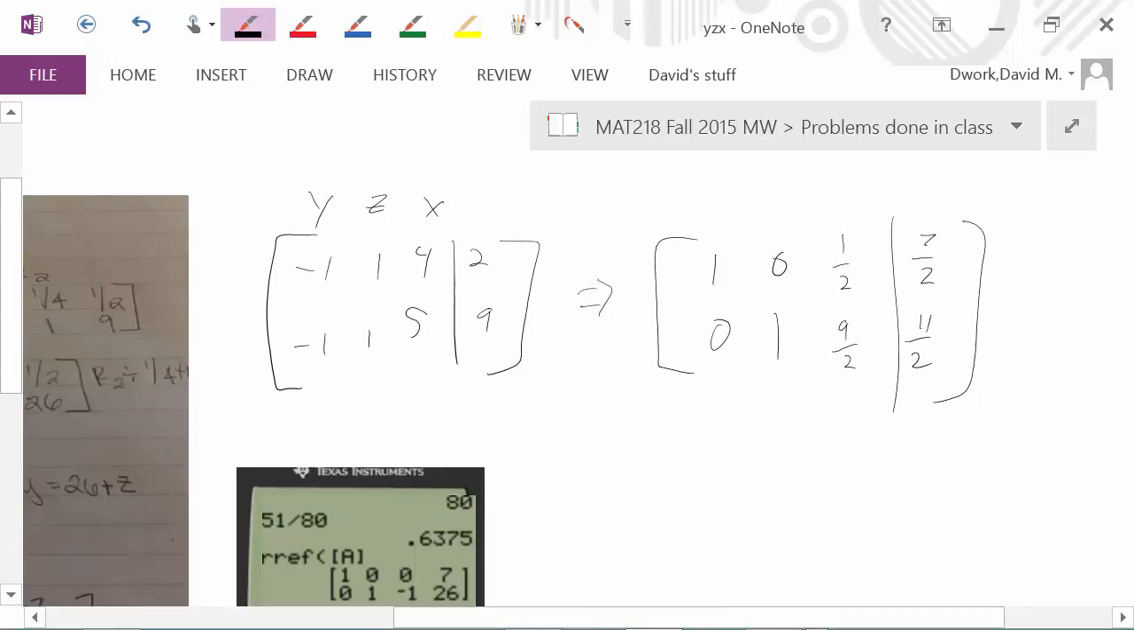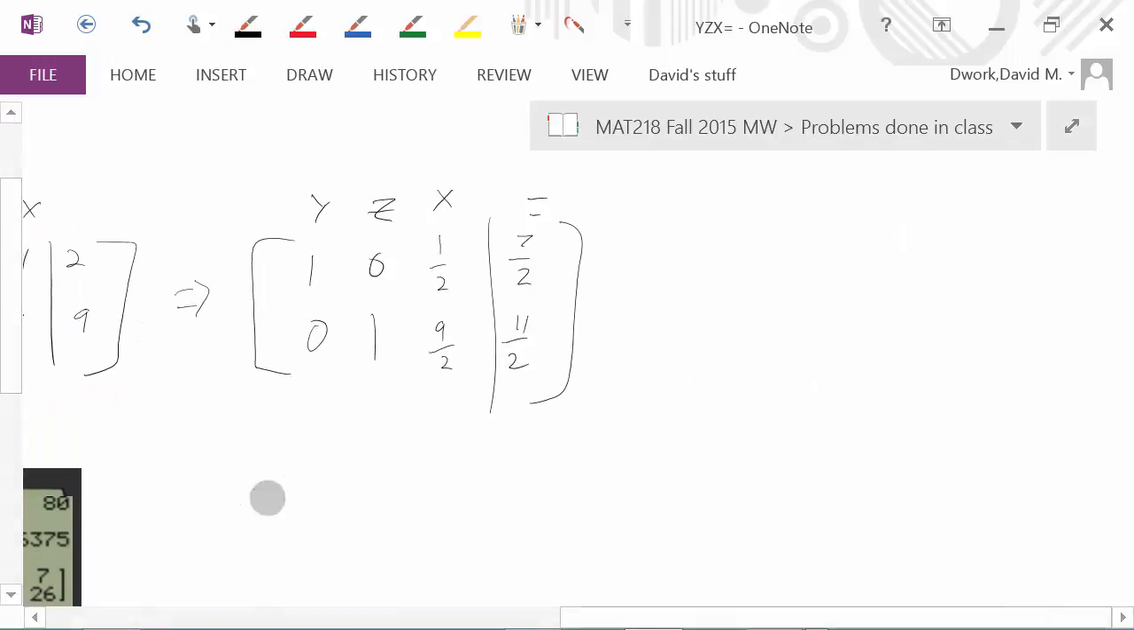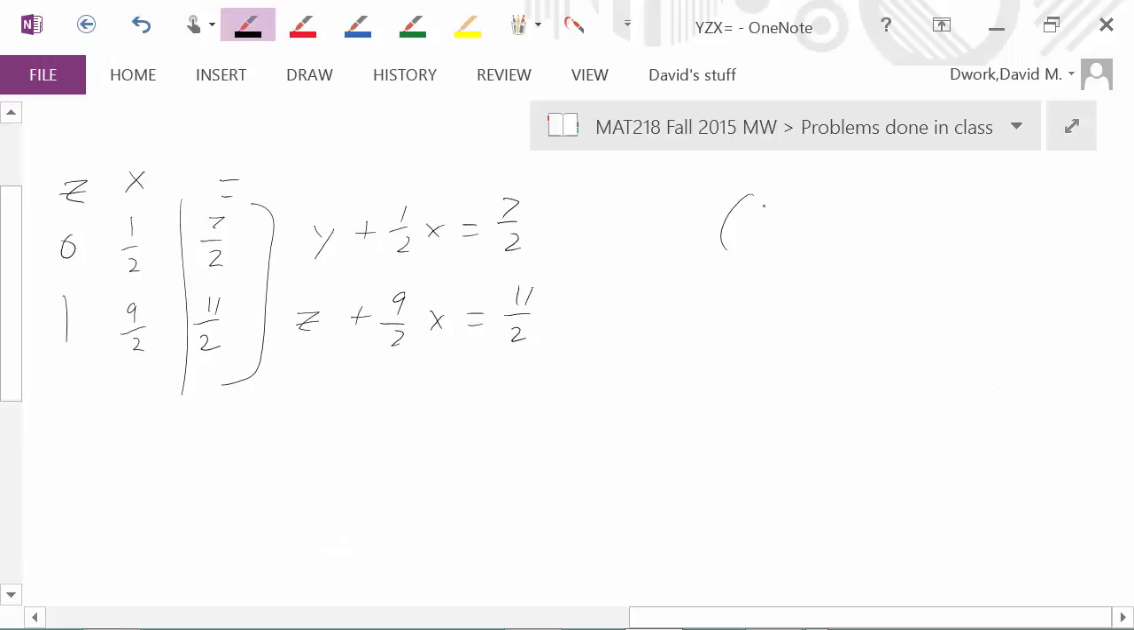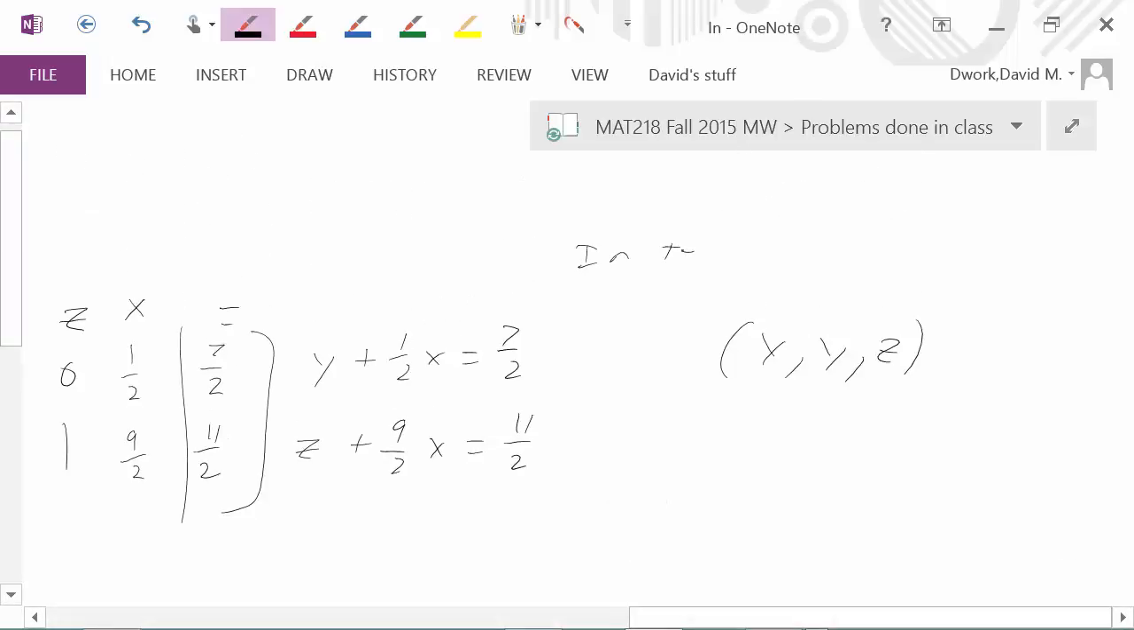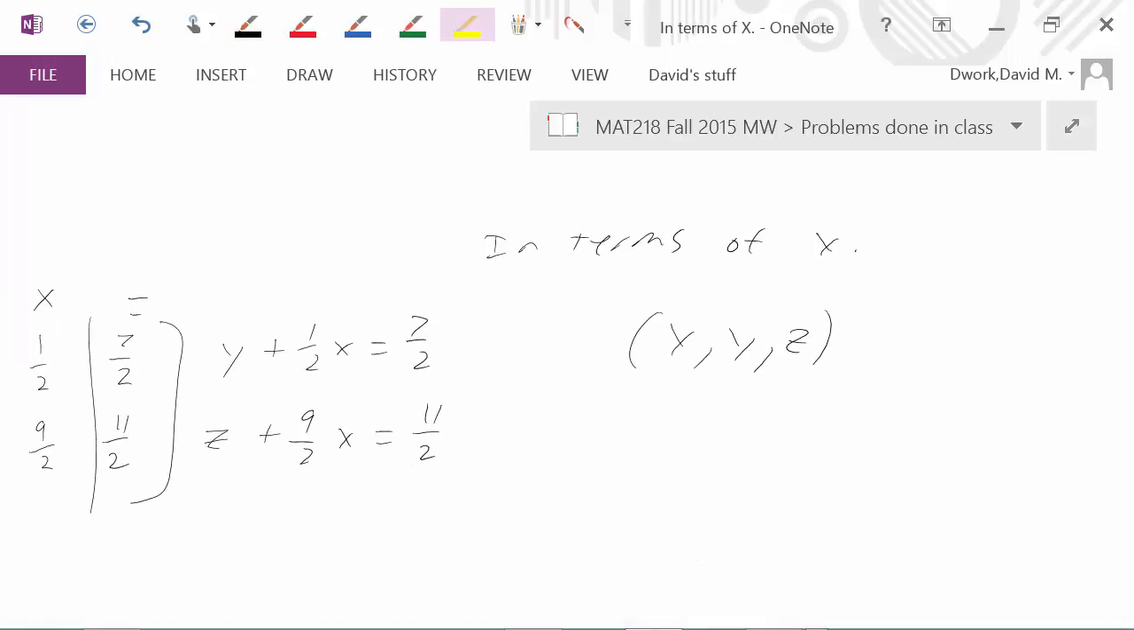There we go. So when you put it in your calculator in this order, this is what it spits out. If we were interpreting this answer, it would be saying, okay, y plus 1/2 x equals 7/2, and z plus 9/2 x equals 11/2. So now, when I go to fill things into my ordered triplet, if I want it in terms of x, that's saying I'm allowed to have x's, so that x stays. So now I need y's. So you see we have one y there.